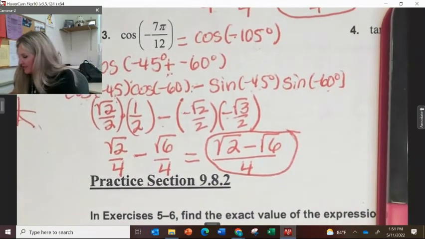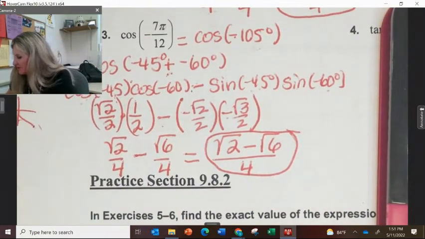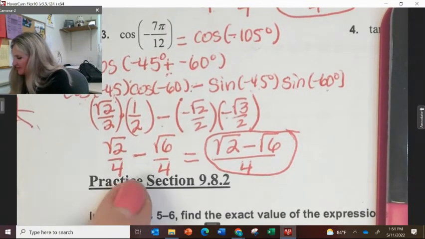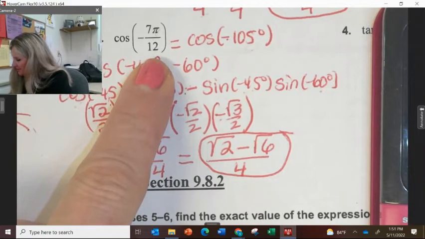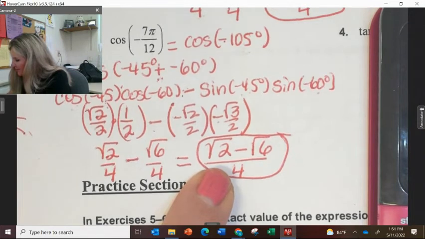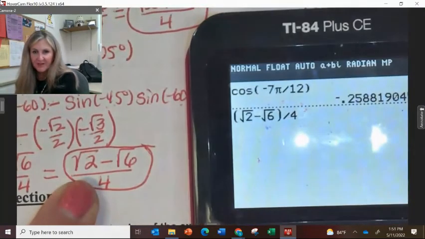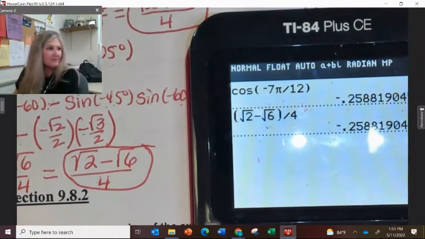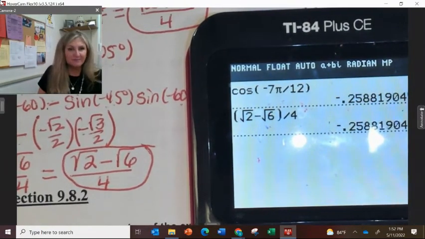And I'm just going to do a quick check just to remind you of how you can check these. I'm going to change my mode to radians. I'm going to go back to the original problem. I'm going to do the cosine of negative 7 pi divided by 12. And I'm going to compare that with parentheses radical 2 minus radical 6, all of that divided by 4. See how they're the same. So we know we did it correctly.